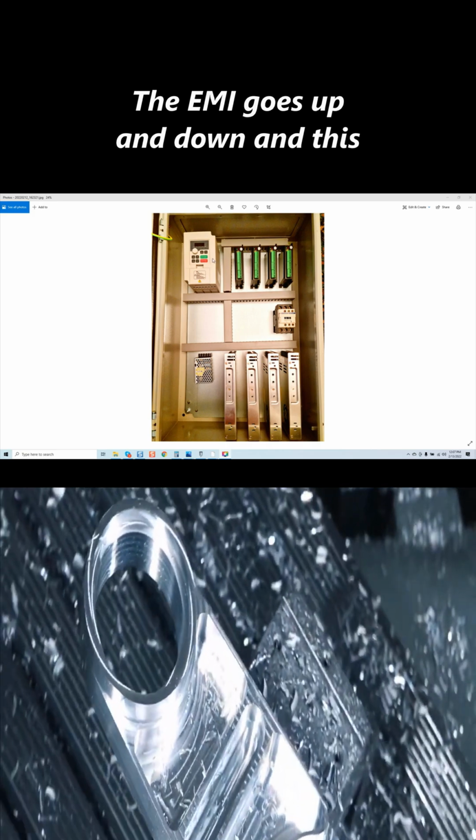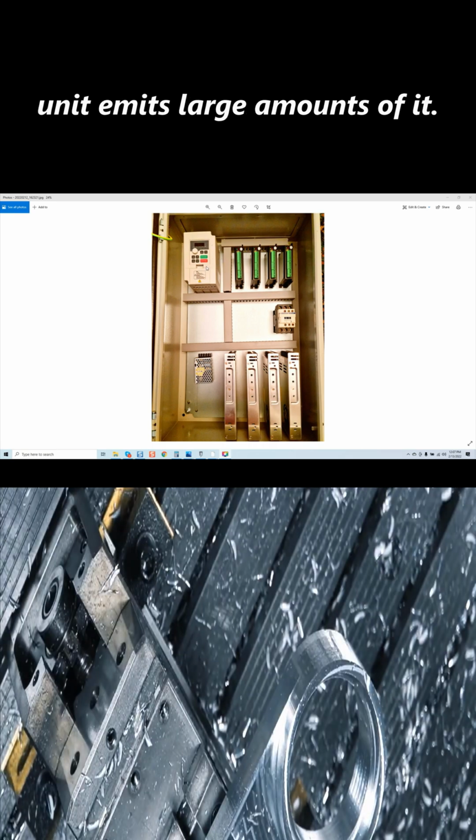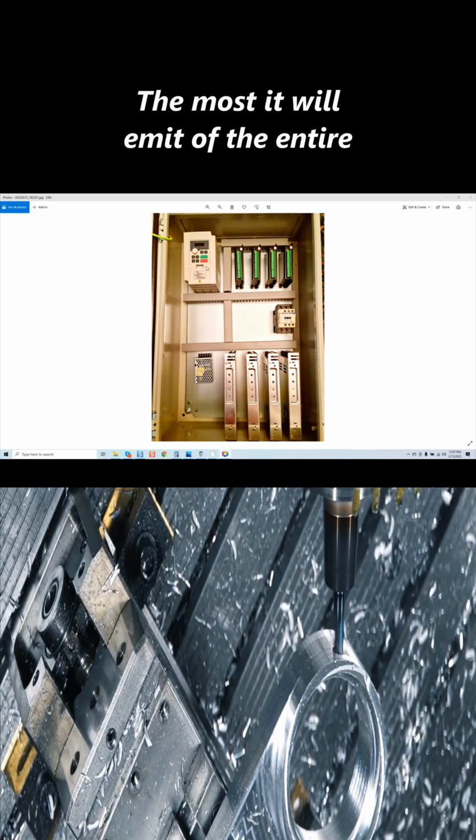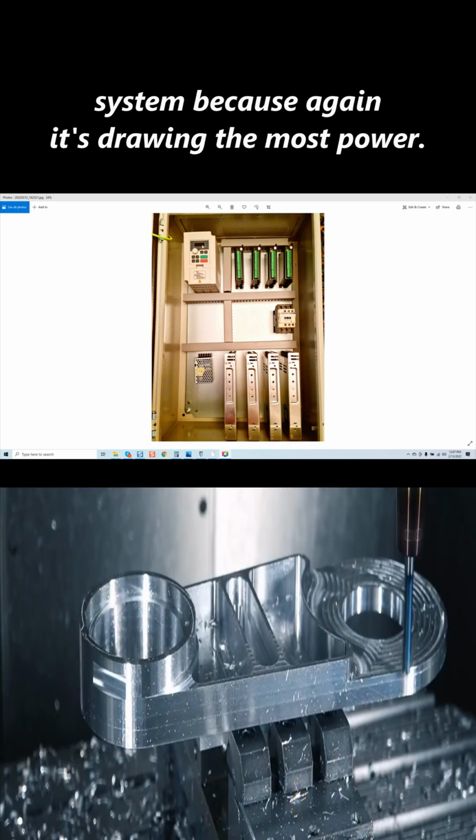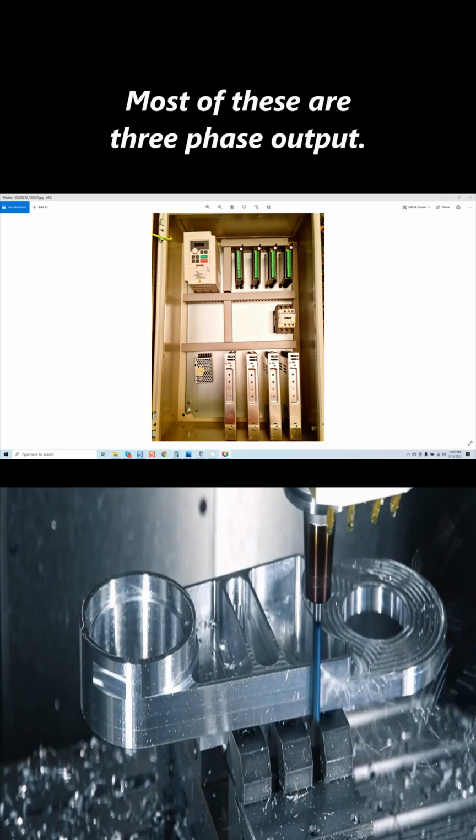The EMI goes up and down, and this unit emits large amounts of it. The most it will emit of the entire system, because again, it's drawing the most power. Most of these are three-phase output.